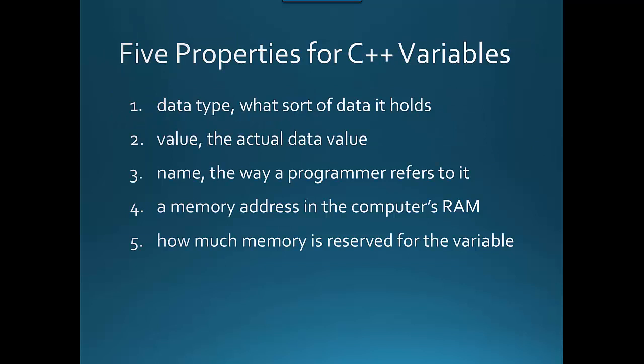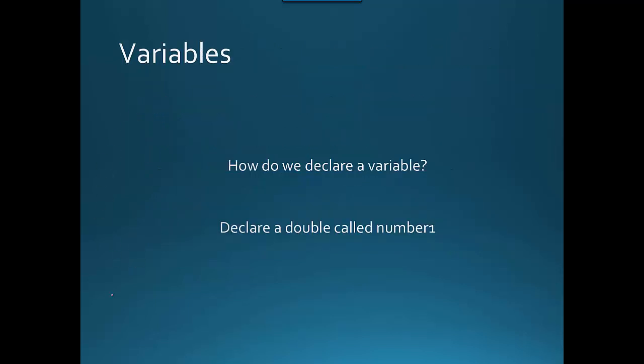So our variables therefore have these 5 properties. They have a data type, which is what type of data that variable holds. The value, which is what's actually in that memory location. The name, which is the identifier you as a programmer have given it. A memory address, which is where that variable is in memory, and then how much memory is reserved for the variable, which is implied by the data type.